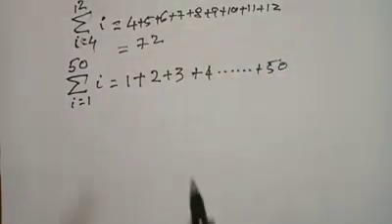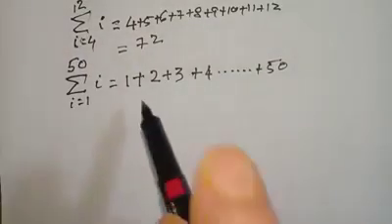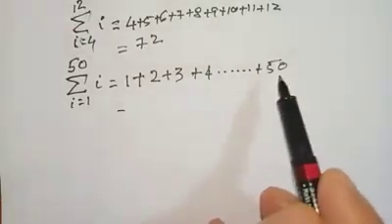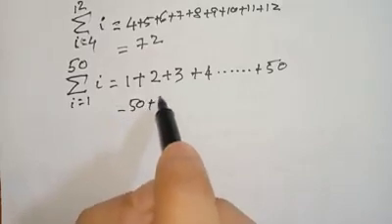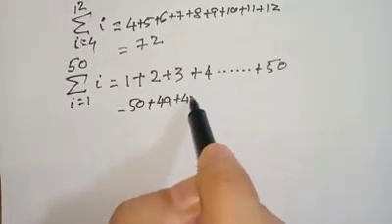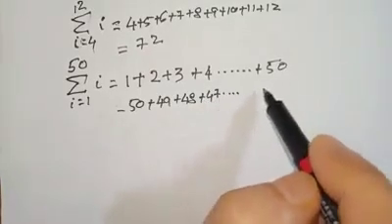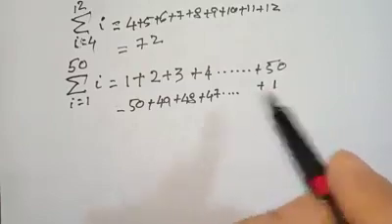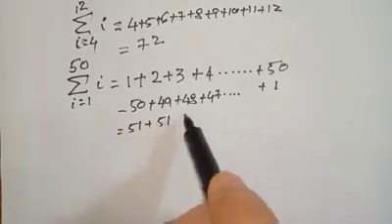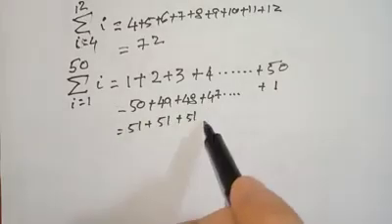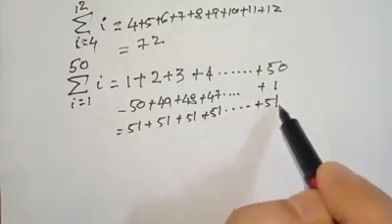Now you see an interesting feature. If we want to add these things up till 50, and I write it in a reverse way, that is from 50 coming towards this, so I put 50 first, then I put 49, then 48, then 47, and it goes on, reducing the value till 1. So 50 plus 1 is 51, 49 plus 2 is also 51, 48 plus 3 is also 51, 47 plus 4 is also 51, and 1 plus 50 is also 51.